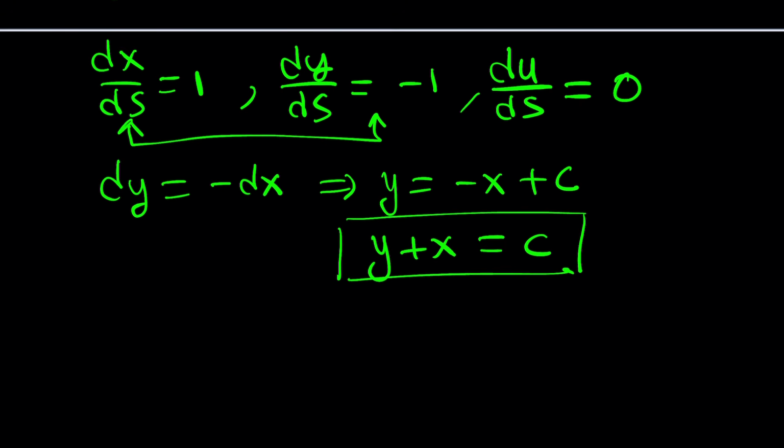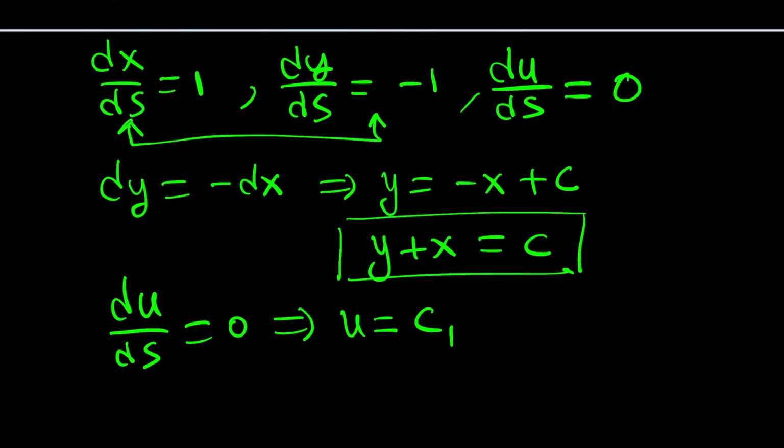Now let's go ahead and find out what happens to u. Remember, du over ds is equal to 0. So from here, you basically get a constant because the derivative of a constant is 0. Let's call that c sub 1. But here's the thing: c sub 1 needs to be a constant, but kind of like a function of a constant, if that makes sense. So we're going to write it as f of c, which gives us the characteristic curve.